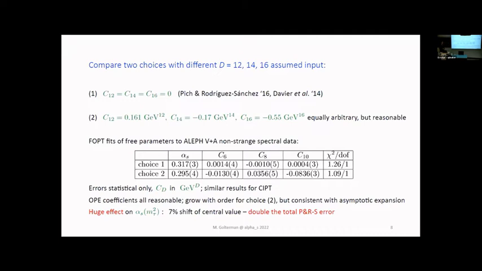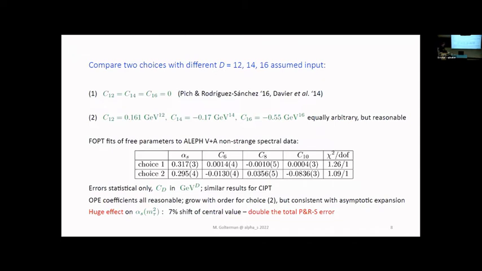Okay, so choice 1 gives you these fits that you can also find. These results you can find in Tony Peak's paper. Choice 2, where the only change is the values of C12 to C16, gives you these numbers here that are vastly different, right? And note in particular the huge shift in alpha S, that is completely incompatible with the errors. Of course, the OPE coefficients come out larger, okay, but the picture is that it's consistent with the OPE being an expansion.